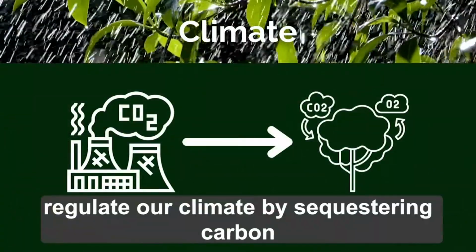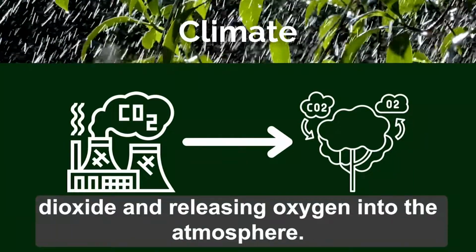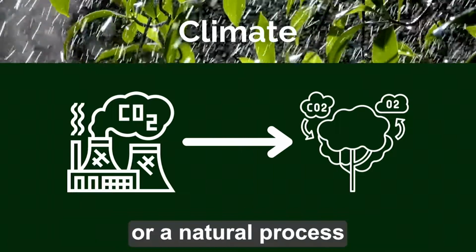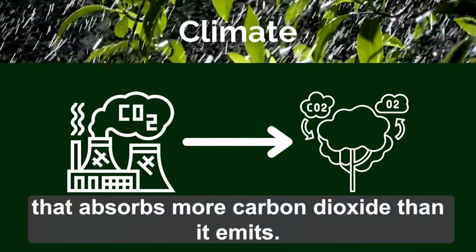Aiding in regulating climate. Trees regulate our climate by sequestering carbon dioxide and releasing oxygen into the atmosphere. A forest acts as a carbon sink. A carbon sink is an environment or a natural process that absorbs more carbon dioxide than it emits.